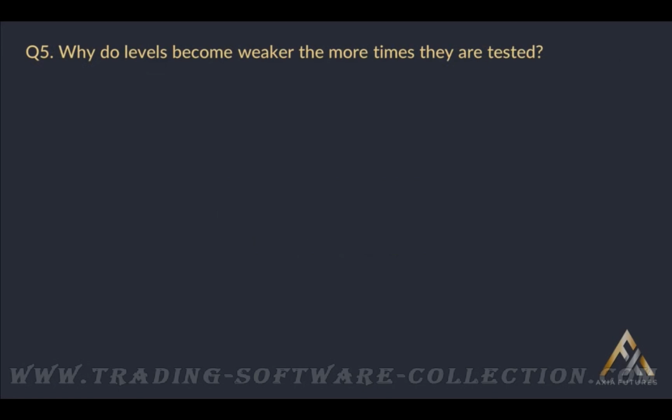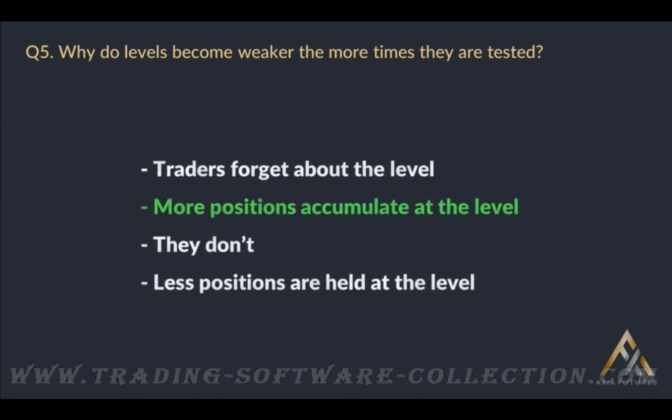Right, why do levels become weaker the more times they are tested? Reason for this is each time a level is tested, you will see more participants act at that level. So if it's a support level, each time it comes down to it, you will get more and more people accumulating positions long at that level. Therefore, as the positions are accumulated, the level becomes weaker, because if it comes back once again, you've now got more people who could well get out of their trade, looking for a scratch, or perhaps if it ticks through the level, getting out. So the level becomes weaker because you've got more and more positions that are potentially going to get out at the level rather than hold on to the level.